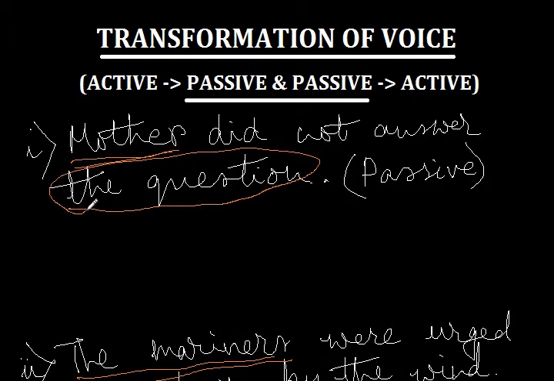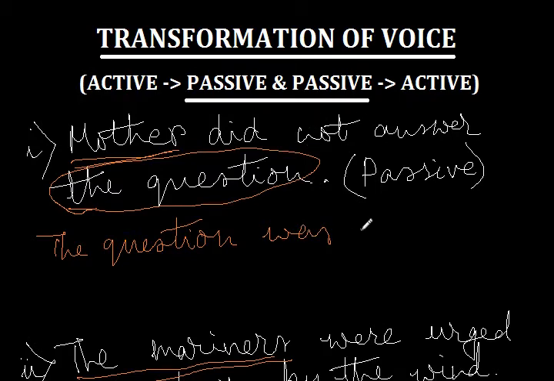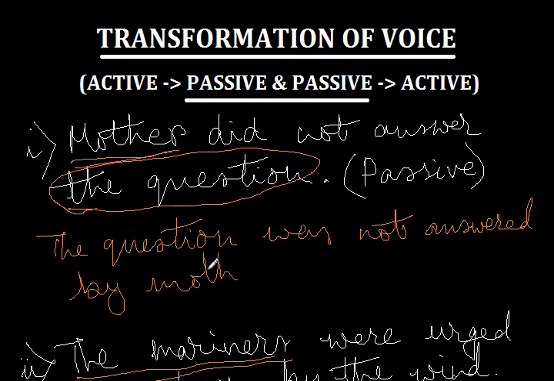Mother did not answer the question. We are going to begin the sentence with the question. The question, and the question is of course singular. So was not, and then the past participle form of the main verb: was not answered by mother. Now see the sentence.